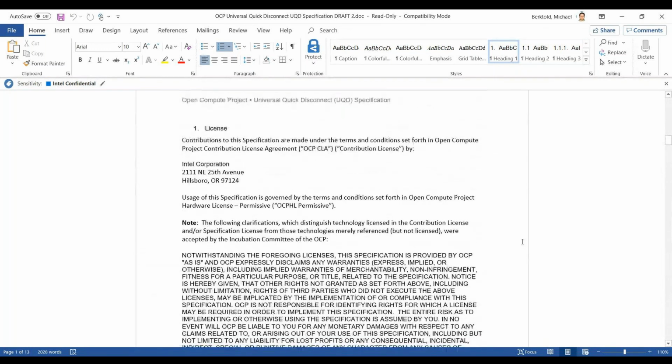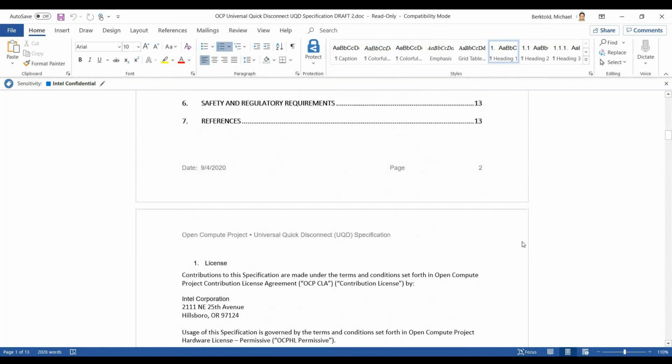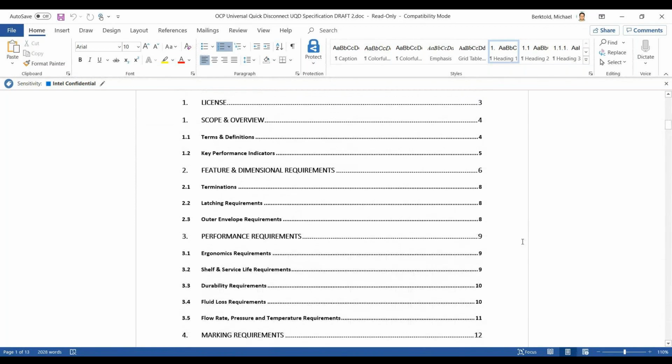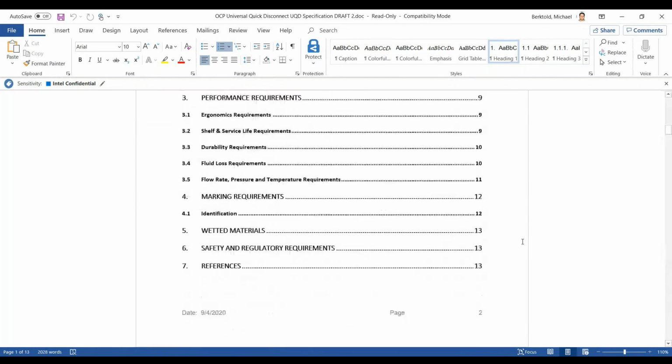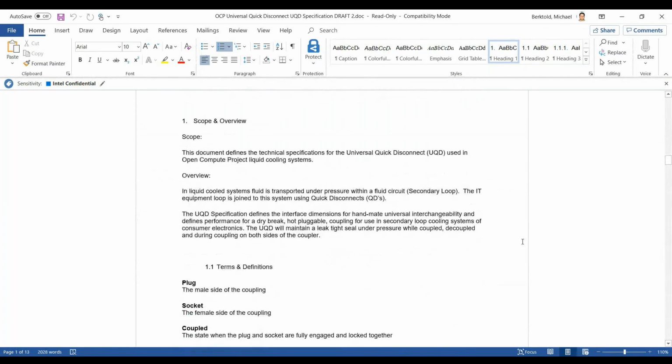In terms of the layout, those of you that have seen the previous spec, it's very similarly laid out in terms of its contents. This takes the OCP template and uses that. So it starts with a scope and overview, goes through some terms and definitions, and then references and some license information. The scope of this is, of course, the hand-mate universal quick disconnect. If everybody's not familiar with that, it's the connector that connects the IT equipment to the fluid loop in the cabinet. So this is meant to be the hand-mate version.